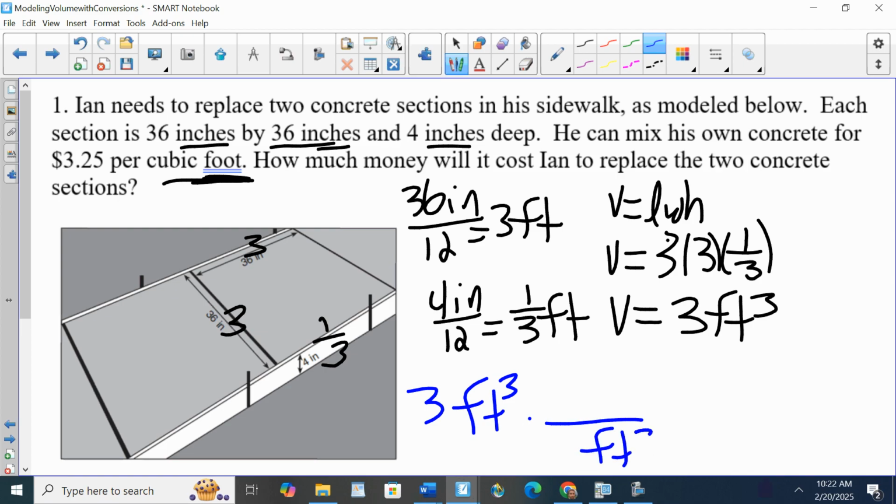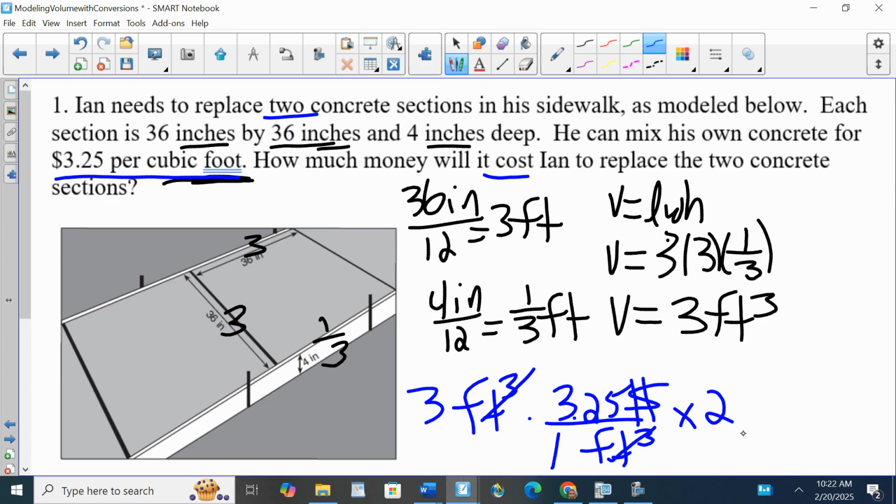Cubic feet goes to the bottom. I'm reading. $325 per cubic foot. So cubic feet's going to money. 325 for 1 cubic foot. Cubic feet are gone. It's asking for cost. Is there a quantity or a percent? Yes, there's 2 of them, times 2.